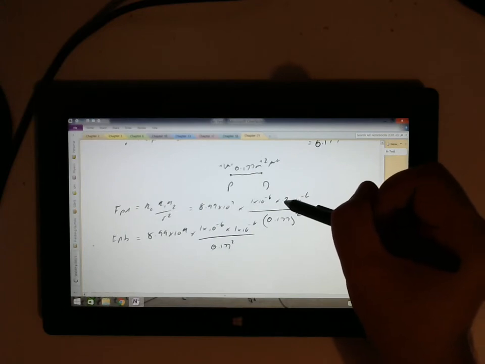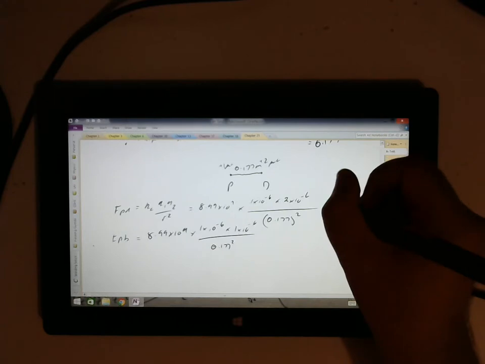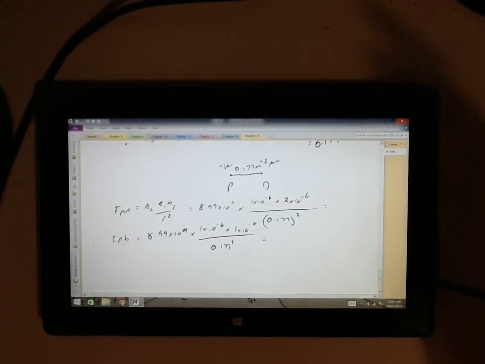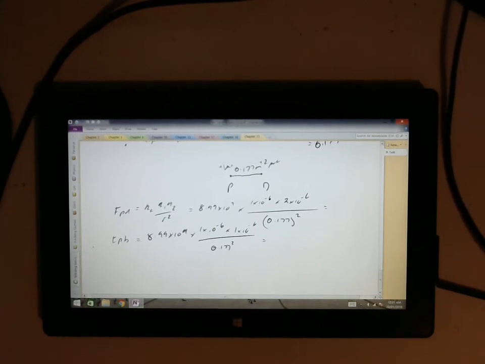Now, the secret thing is I wouldn't actually do this a second time. I'd just take whatever answer I get out of here and divide it by 2, and that'll give me the answer to that one. So I'm going to plug this first one into Wolfram Alpha to solve for me.